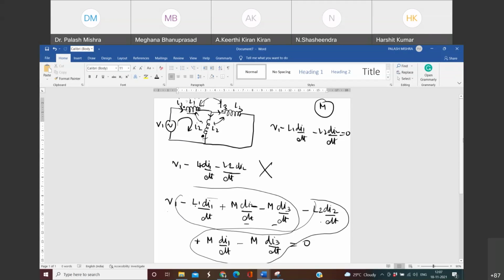Any other doubt? So this was about the dot convention which was left in the syllabus. Sir, what if they don't mention it? No. If it is a mutually coupled circuit, they have to mention the dots. If I give the question, I will definitely mention the dots. Otherwise, I will not give the question.